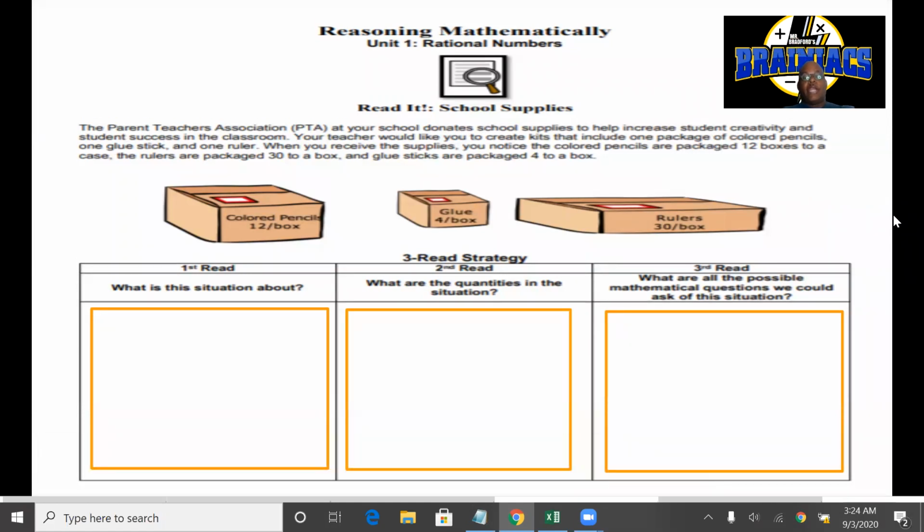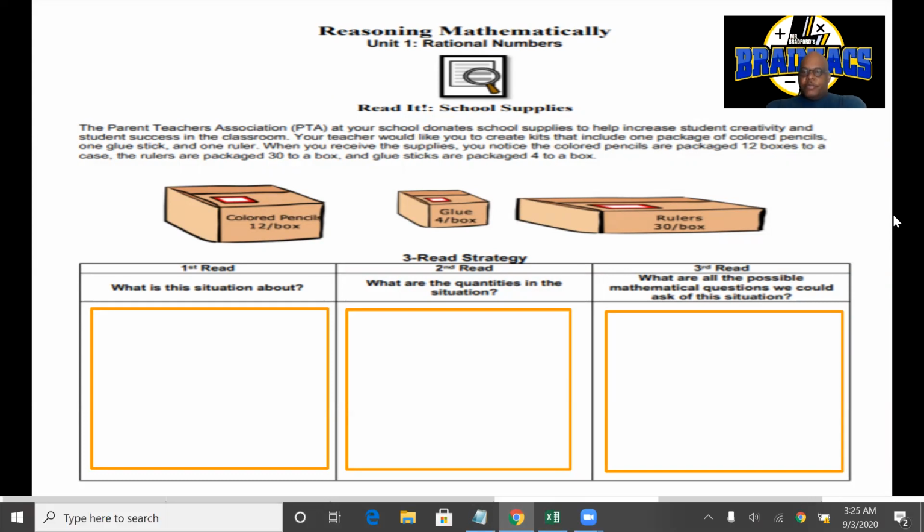Your teacher would like you to create kits that include one package of colored pencils, one glue stick, and one ruler. When you receive the supplies, you notice that the colored pencils are packaged in groups of 12 to a box, and the rulers are packaged 30 to a box, and glue sticks are packaged 4 to a box. Now, the color pencils are 12 in a pack, 12 boxes of color pencils per case. All right.